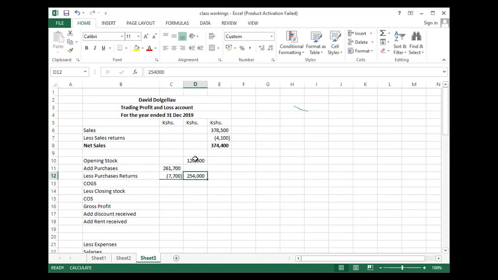Then the 254 is added together with the opening stock to form what we call COGS, or cost of goods available for sale, which is 374. Therefore, another line there on the second line, second column, right? From this figure of cost of goods available for sale, I'm supposed to less closing stock. So it is the same as the cost of goods sold.